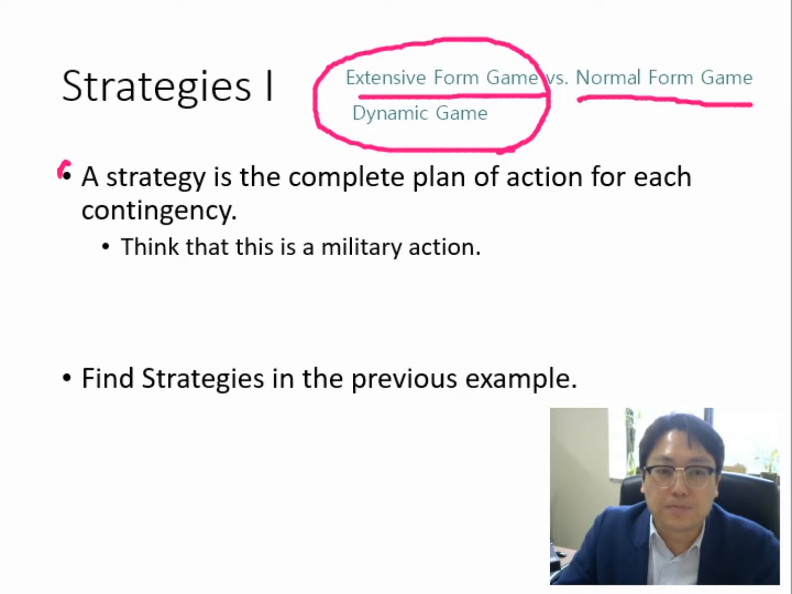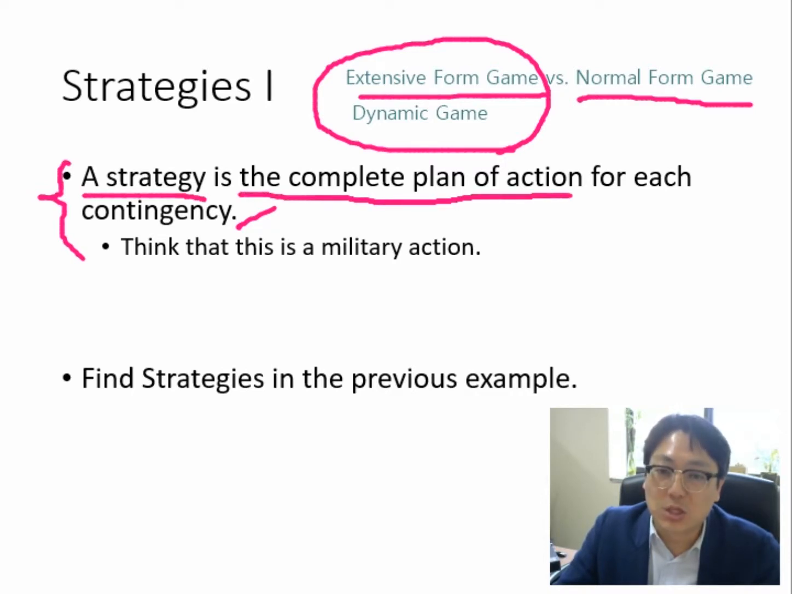But here we formally define what a strategy is. A strategy is a complete plan of action for each contingency. So basically, if something happens, for that situation, I need to prepare what kind of action I am going to choose if that something happens. So that is a strategy. A strategy is a complete plan of action for each contingency.